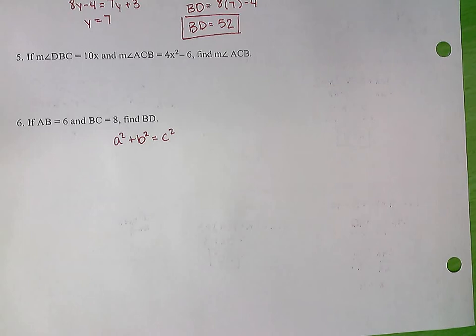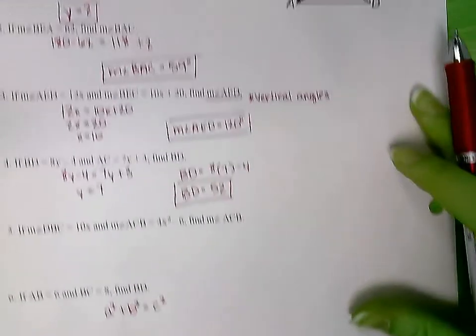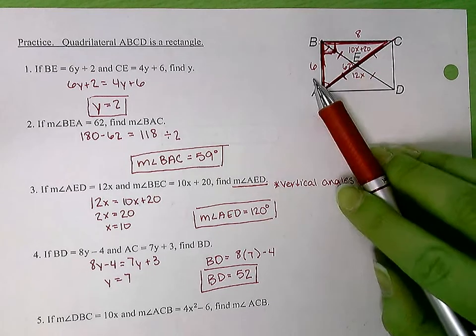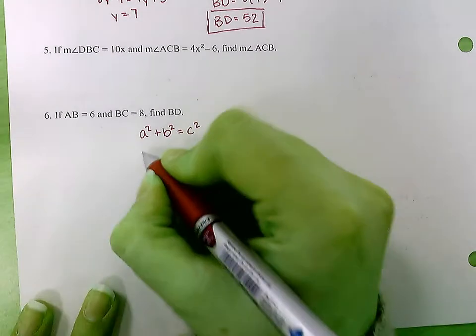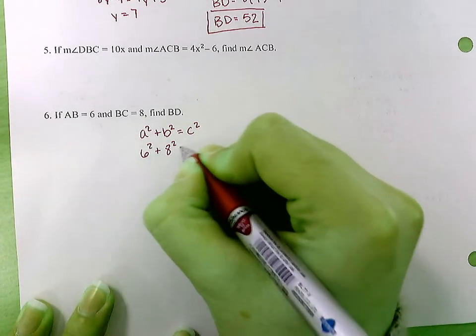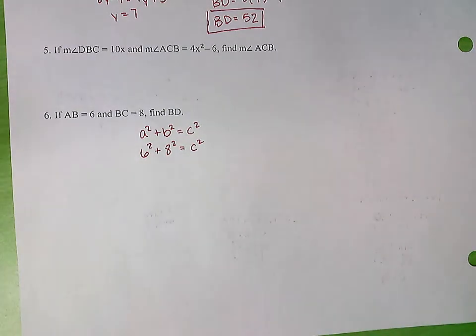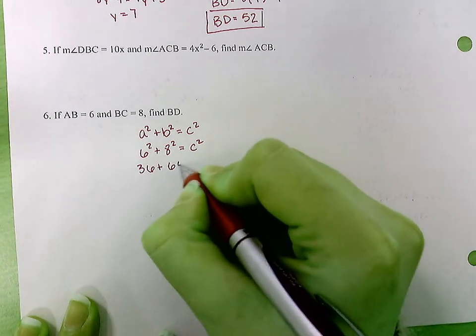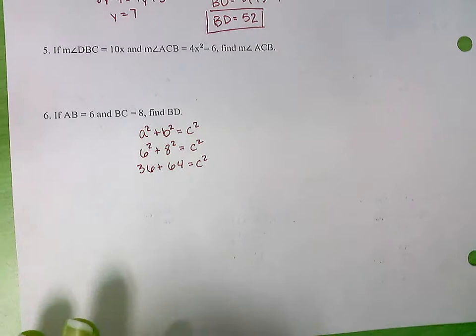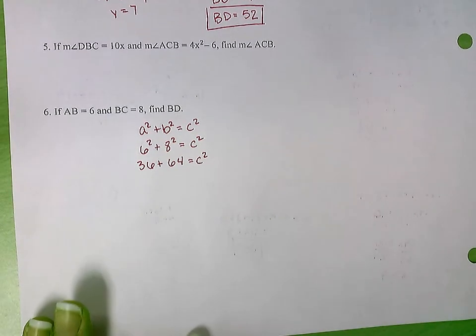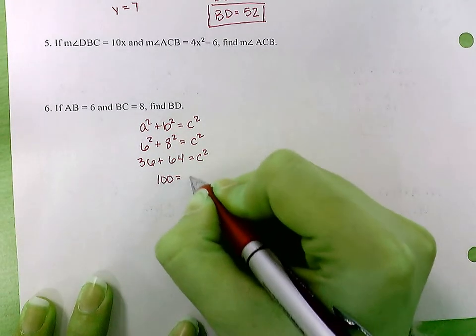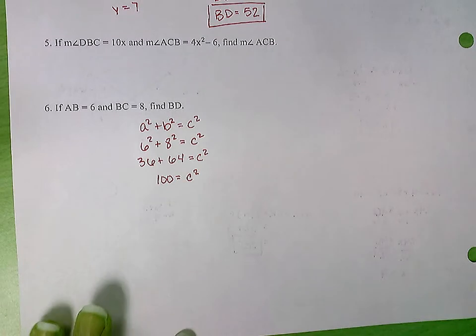Okay? So my two legs are A and B. In my picture, I'm given A and B here. Okay, so I can plug in 6 for A and 8 for B, or vice versa. So we'll have 6 squared plus 8 squared is equal to C squared because I want to find that diagonal length. So we have 36 plus 64 is equal to C squared. I just squared both of those numbers. Can add those together to get 100 is equal to C squared.